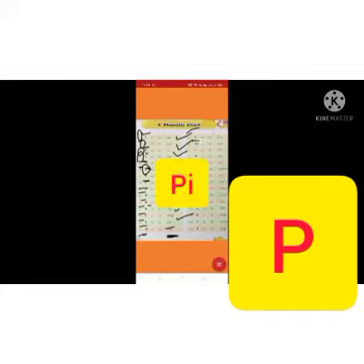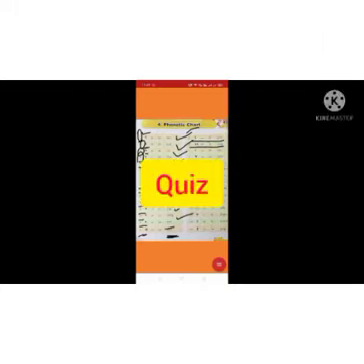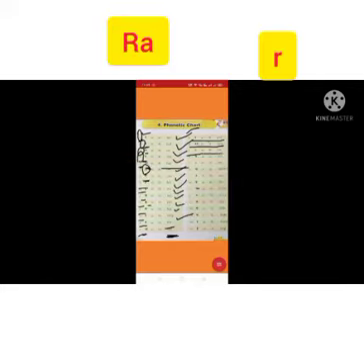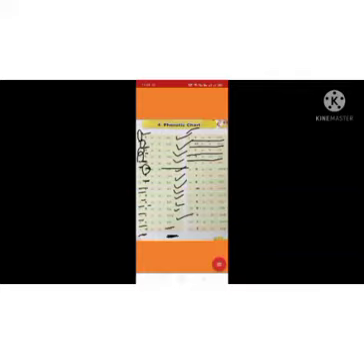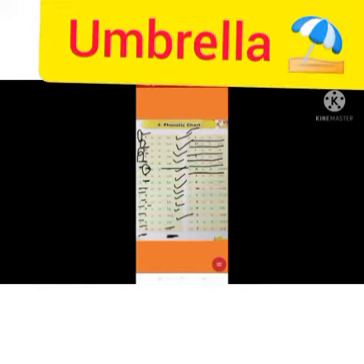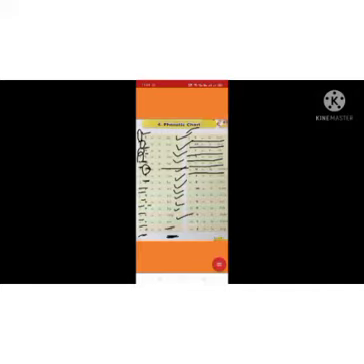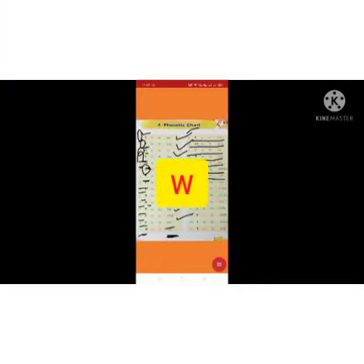Okay, next, P. Now P, what we say? P, pen. Pot, pencil. Okay. Q, quiz, queen. Okay. R, r, rat. S, sir, sun, sunflower. T, t, ten, top. U, a, okay, we say a, and what is the spelling of umbrella? UMBRELLA, okay, umbrella, up, under. Now V, van, W, wet.